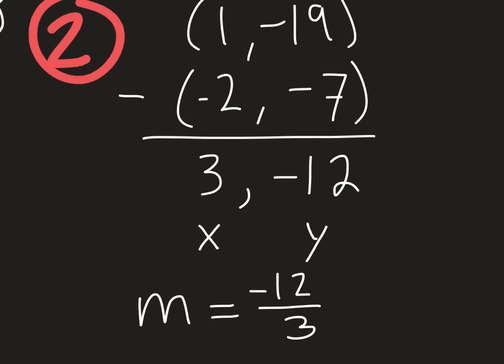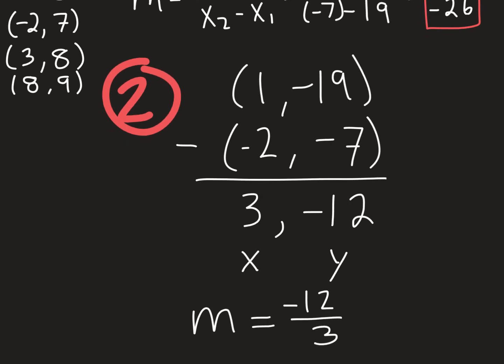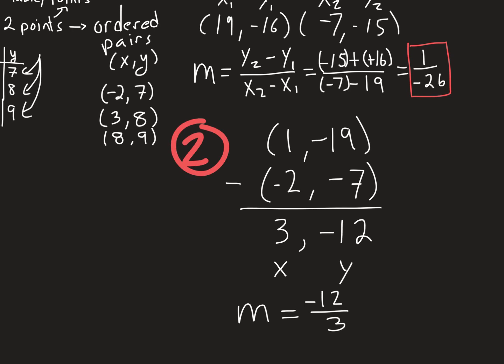So this is much more simple, right, than the previous method? You don't have to worry about labeling anything. All you need to do is subtract the 2 points and then put them in the correct position.